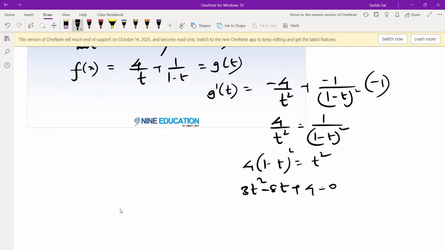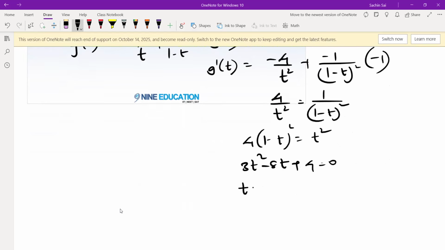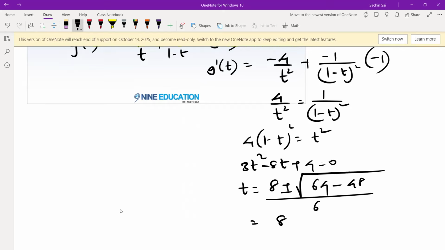So if I solve this, I will get t equals 8 plus or minus root over 64 minus, I'm not sure if quadratic formula is necessary here, but we are still doing it. It won't be needed here. So I'll get 8 plus or minus 4 by 6. That means either 2 by 3 or 2. Right? So t can be either 2 by 3 or 2.